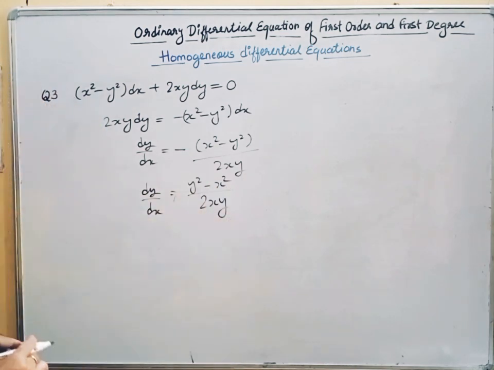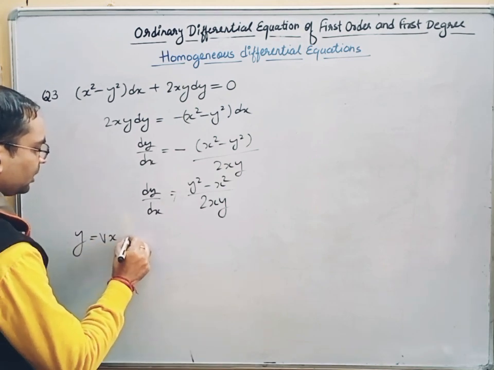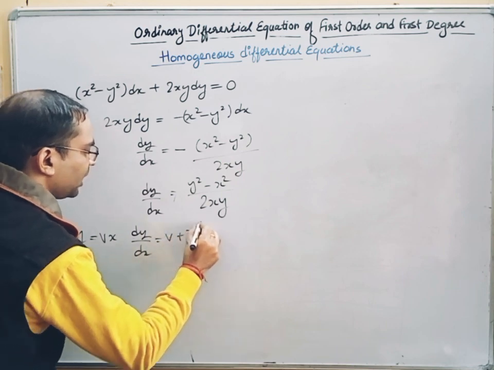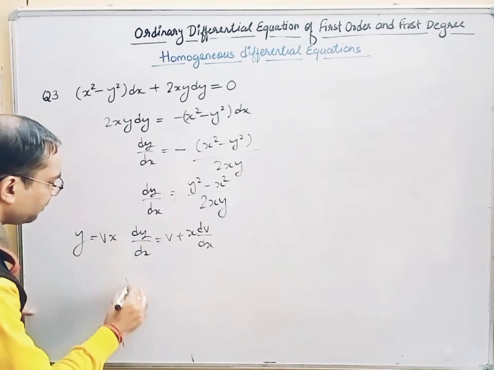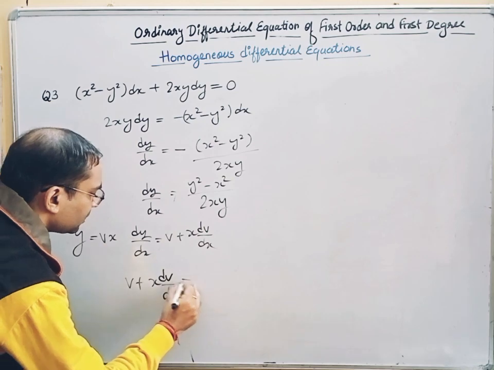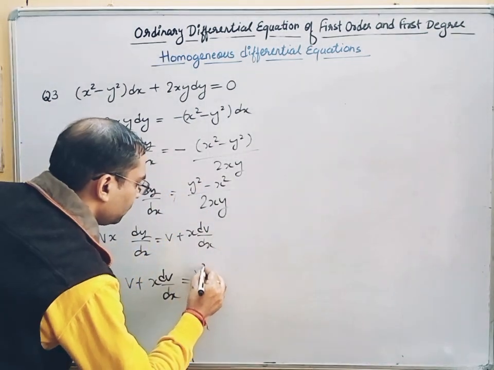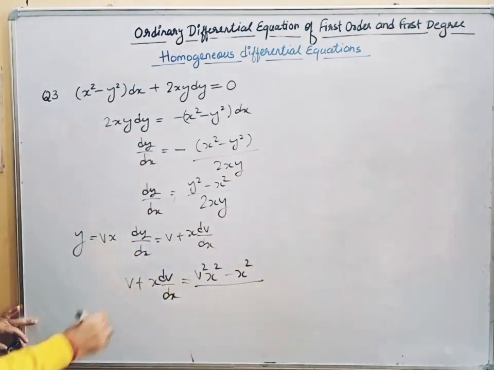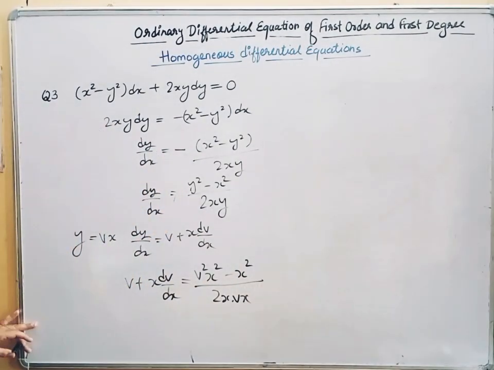So we will perform the substitution. Substitution will be y is equal to vx, and dy by dx will be v plus x dv by dx. So on performing the substitutions, this left hand side will become v plus x dv by dx, and on the right hand side this y square will be substituted by v square x square. This is minus x square whole divided by 2x dot vx. So now we'll solve it.